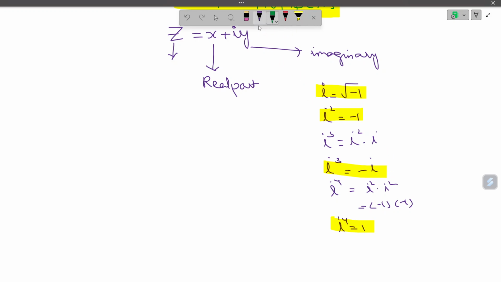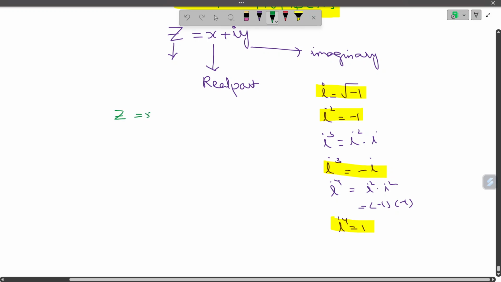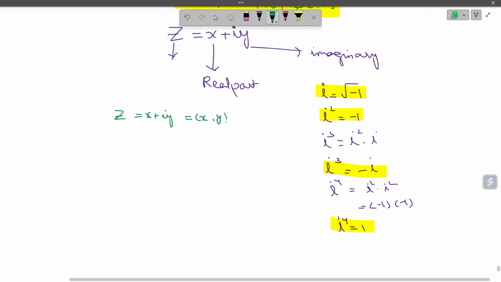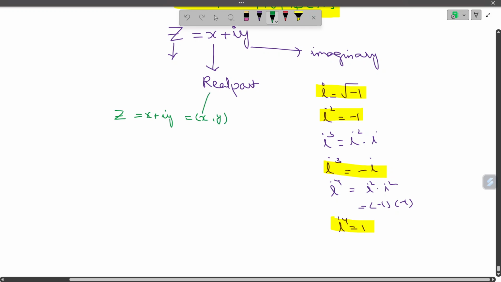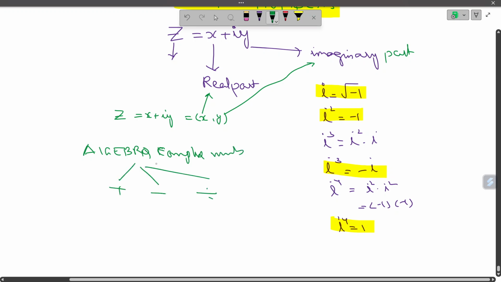And here z equal to x plus iy can be written in Cartesian or coordinate form also, as (x, y), where x is the real part and y is the imaginary part. Now we'll discuss some basic properties, the algebra of complex numbers. That means sum, difference, division and multiplication of complex numbers.